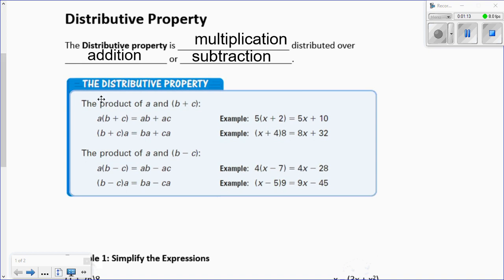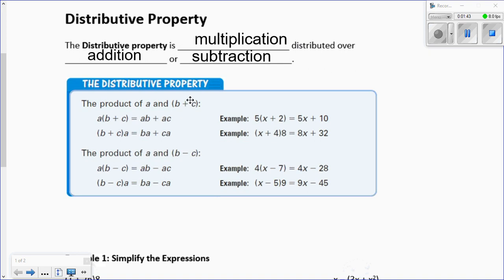So here we go, the distributive property. These are a bunch of examples. So the product of A and the group B plus C, when you have that, that means you can actually take the A in the front and multiply it with each component or each term within the group. So it would be A times B plus A times C. And that multiplication can either be in the front of the group or behind the group, and it still means the same thing. You'd still distribute.